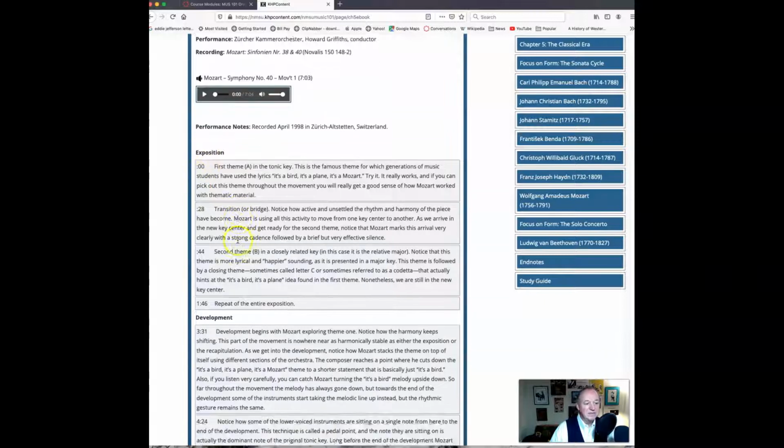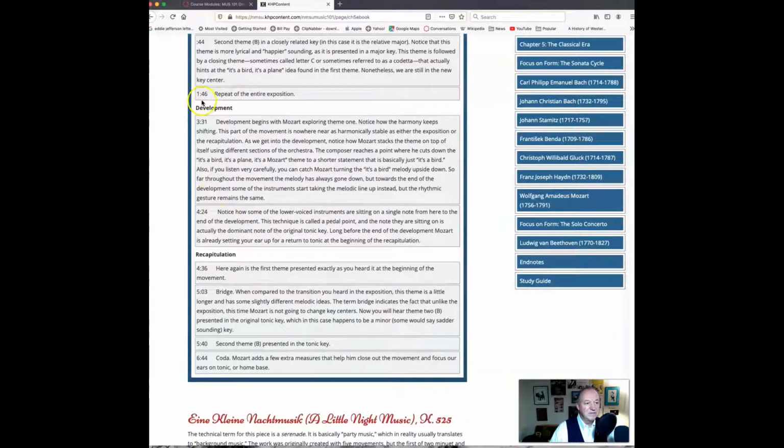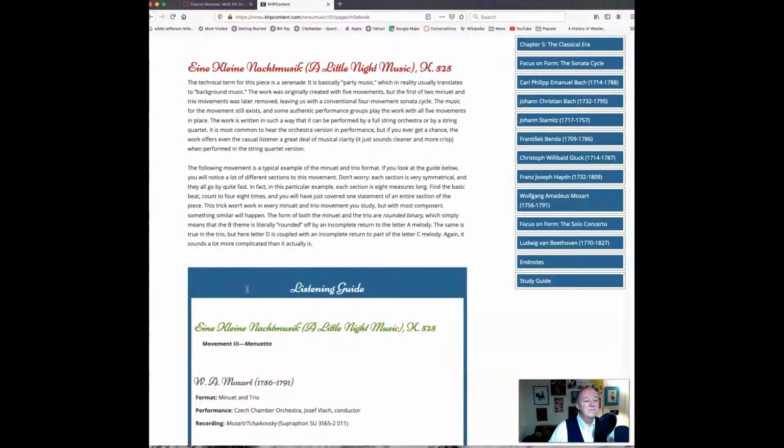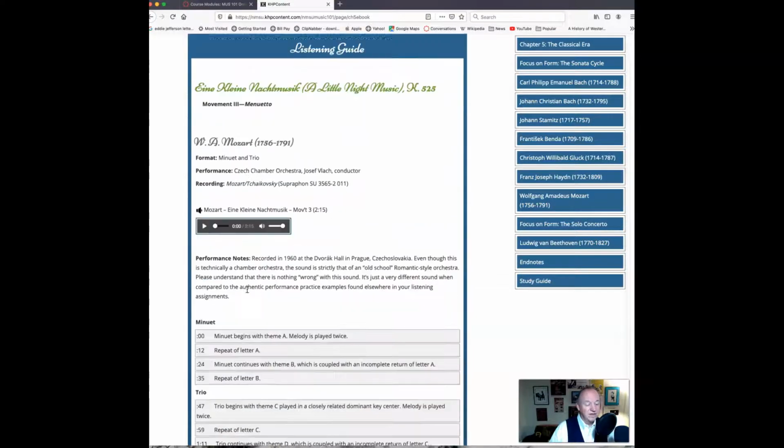You'll see the exposition. You'll see the repeat of the exposition. You'll see the development, the recapitulation. The time codes will clue you in as to what you're hearing, and you'll get to where you hear the themes, too. This is more of that active listening stuff we've been talking about. Here's a lovely little minuet and trio. Got a good example of that.